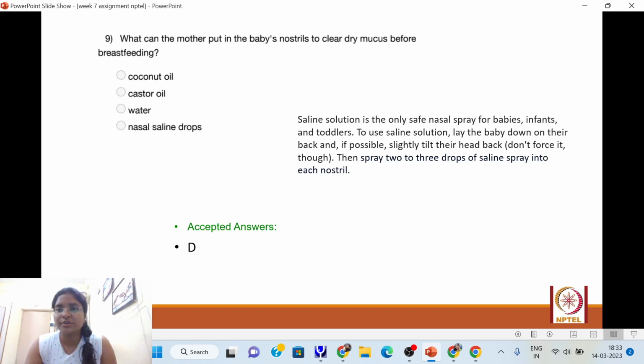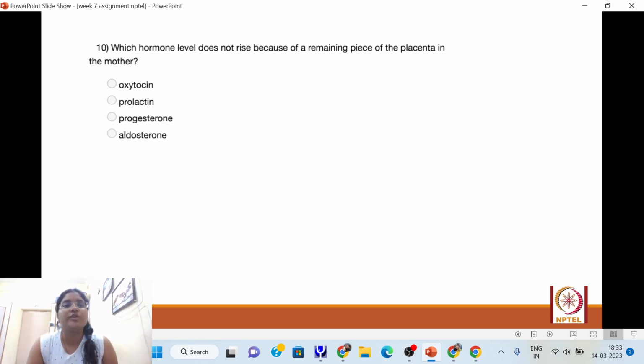You lay down your baby on their back and, if possible, slightly tilt their head back. Don't force it, and then spray 2 to 3 drops of saline spray into each nostril, or if it is a drop, then you can use 2 to 3 drops. That way, you can clear the dry mucus in your baby's nostrils before breastfeeding. Okay? We'll move on to the next question.